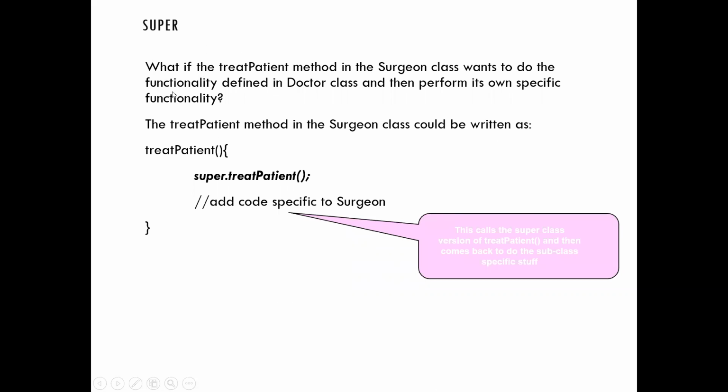Now, super. What if the treatPatient method in the surgeon class wants to do the functionality defined in the doctor class and then perform its own specific functionality? That also can be done as long as I call it using super.treatPatient. That means first call the parent's treatPatient and then call the specific surgeon's treatPatient within the treatPatient. So that is also possible. Okay, we'll look at an example if I type these things. Okay.